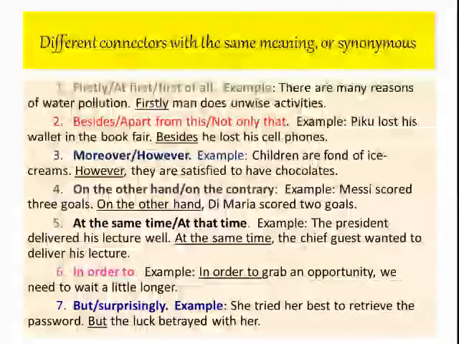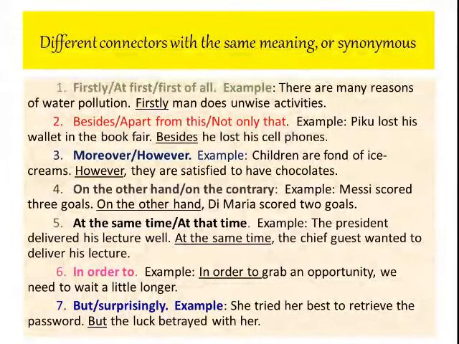Different connectors with the same meaning, or synonymous. That is why it is a little bit more tricky for the students to understand. If you look at the example side, I hope it will be clear to you. So look at the first example. We can use any one of them: firstly, at first, or first of all. These are the three different connectors. But you can look at the example. There are many reasons of water pollution. Firstly, man does wise, unwise activities. So you can replace it with at first or first of all. So these are in the same group: firstly, at first, or first of all.